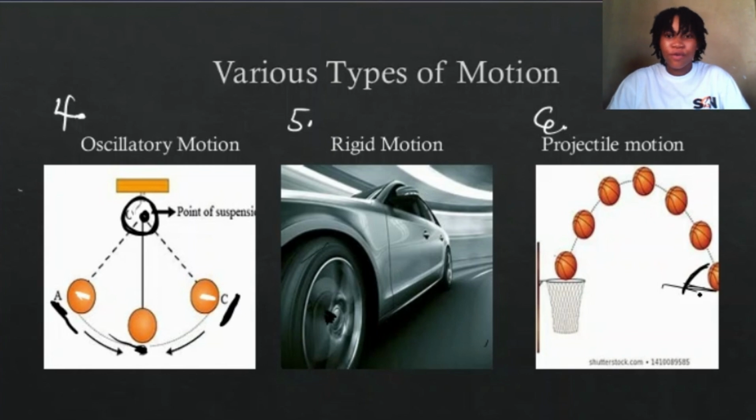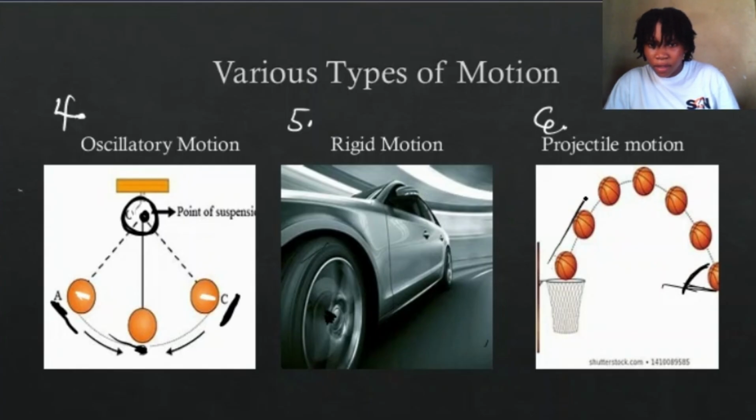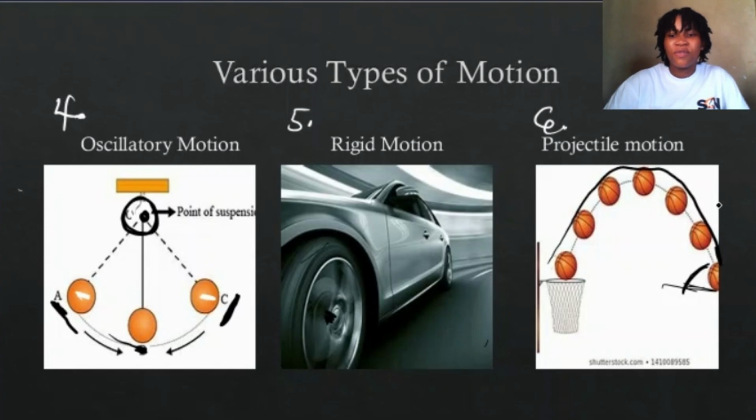So that kind of motion is called what? Projectile motion. You see that it defines a path. The path defined here is like that of a parabola. So this kind of motion is known as projectile motion.